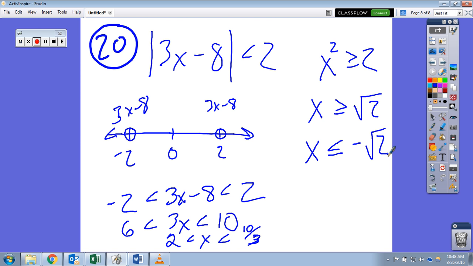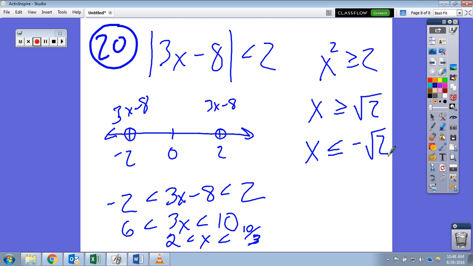You can always do a quick check. Root 2 would work. Negative root 2 would work. Plus anything less than negative root 2. You can plug in something simple, like negative 4. Negative 4 squared is definitely greater than or equal to 2. So you know it's this. It's a similar way of thinking, figuring out in terms of knowing it's going to be an inequality, because it ended up being an inequality.